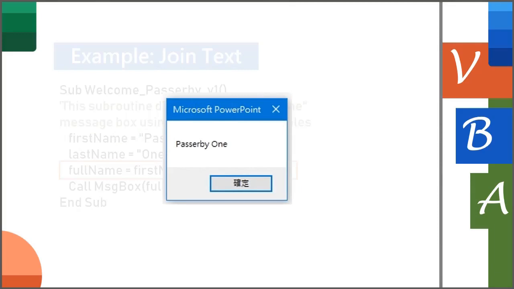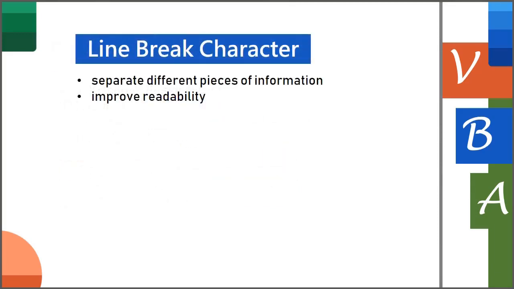Section 2. Line break character. The previous example demonstrated how to display text in a single line. But what if we want to display text across multiple lines? This is where the line break character comes into play. It can be used to insert a new line between two strings or at the end of a string. This helps in separating and organizing different pieces of information.